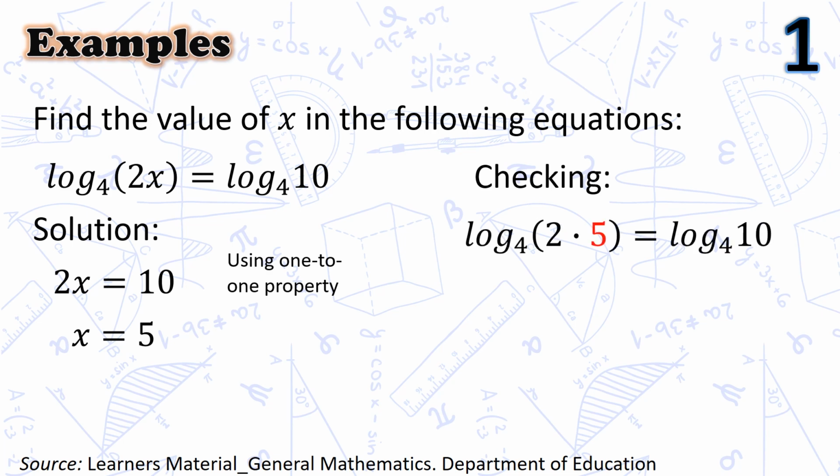Checking our solution, substitute 5 to the x in the original equation. We have the logarithm of 2 times 5 to the base 4 is equal to the logarithm of 10 to the base 4, because 2 times 5 is equal to 10. So the answer is correct.